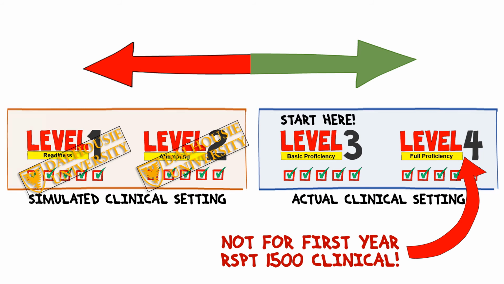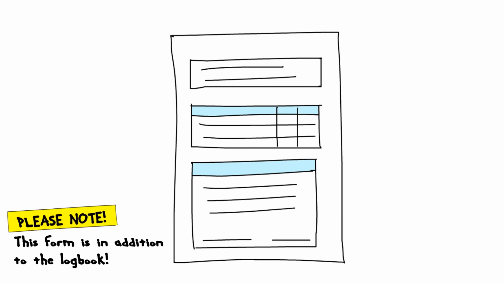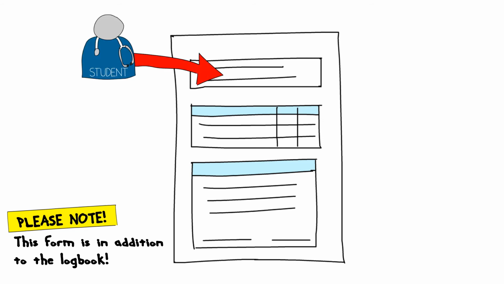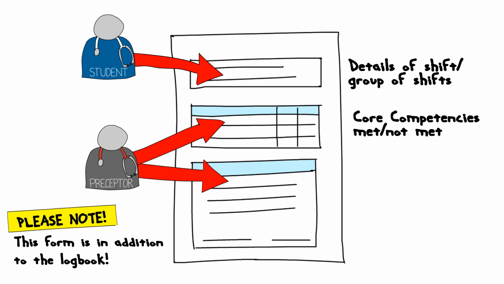Preceptors are also responsible for filling out a clinical evaluation tool after every shift or group of shifts with the student. Please note, this is in addition to the logbook and does not replace it. The top section is for the student to fill in the details of that shift or group of shifts. In the core competencies section, the preceptor indicates whether the student met each core competency. If checking recommended improvement, a comment is required in the section below.